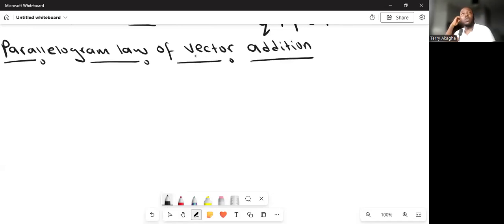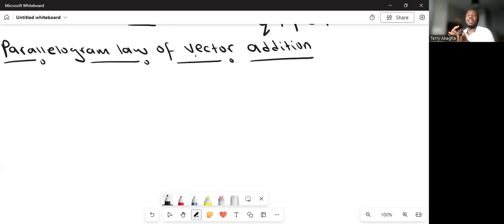All right. So what will happen here is that if you have two vectors acting simultaneously at a point, they can be represented in both magnitude and direction by the adjacent sides. Like we said, you have two vectors starting from an initial point, and they can be represented in magnitude and direction by the adjacent sides of a parallelogram drawn from that point. Then the resultant vector is represented in both magnitude and direction by the diagonal.